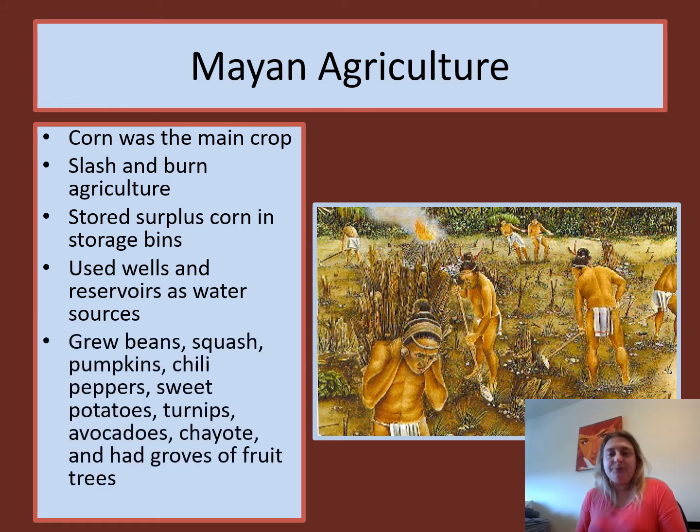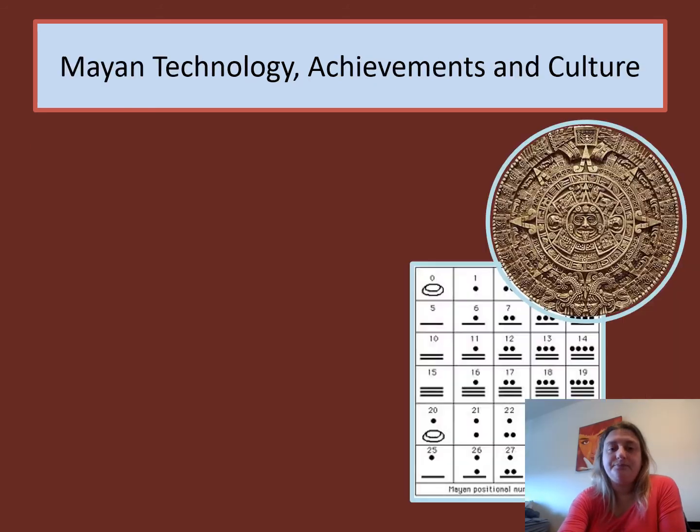Some things that they grew. A lot of this is because of what the land could hold for the culture. They grew beans, squash, pumpkins, chili, sweet potatoes, turnips, avocados, chayote, and groves of fruit trees.